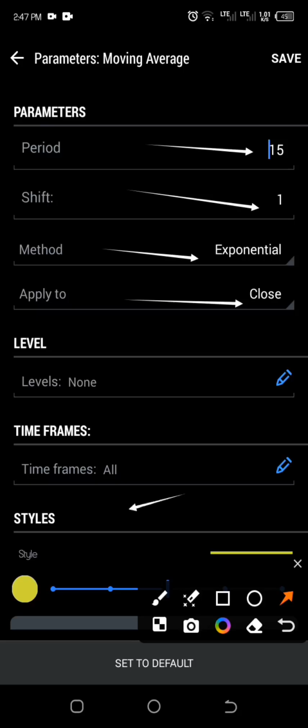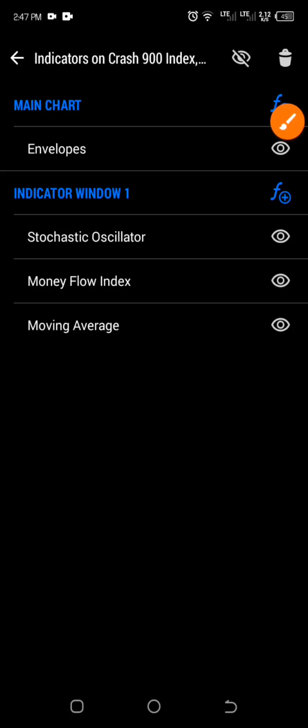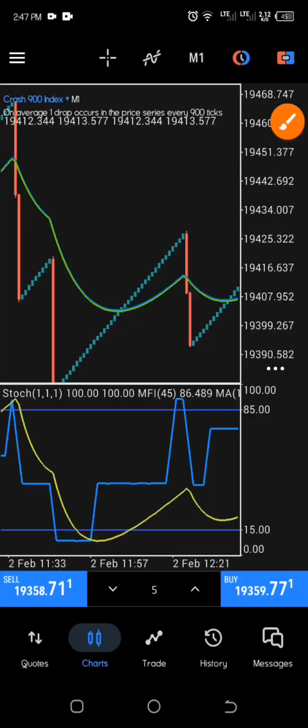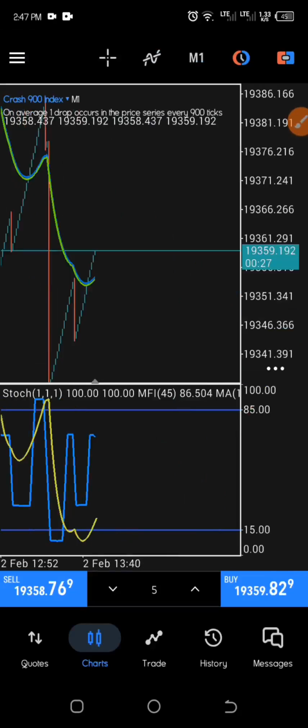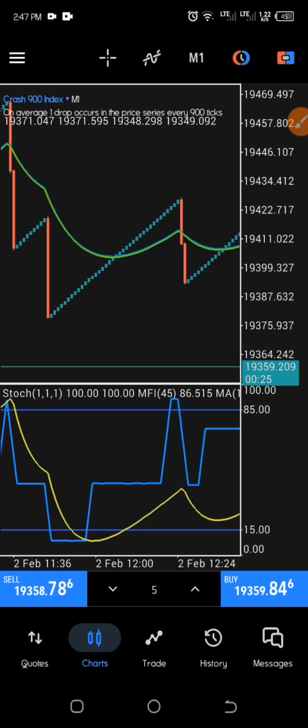Apply to close, and for the style, use the color of your choice and click on save. So that is all the settings we are going to be using for this strategy. For the zoom level, when you zoom out completely, you are just zooming in twice. Okay, so that is the zoom level you are going to be using for this strategy.